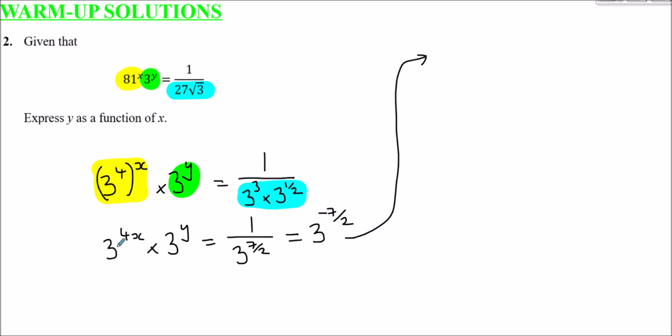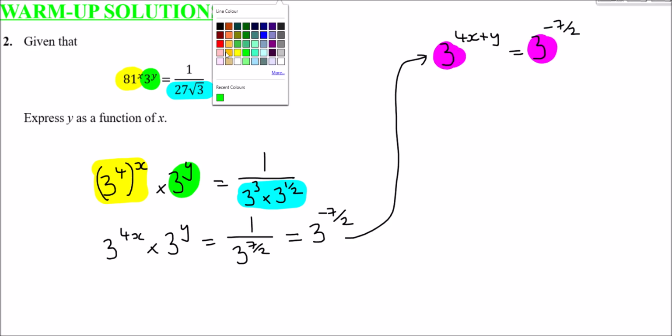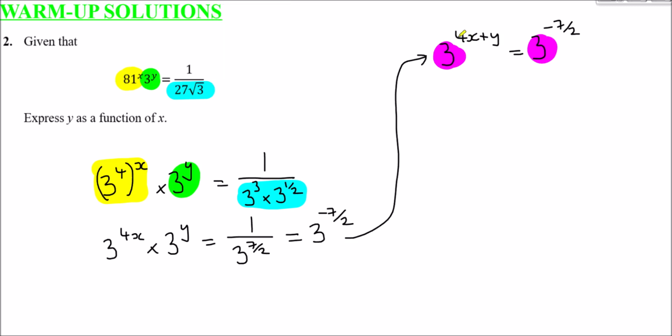On the left, we're multiplying 3 to the power of something times 3 to the power of something else. So this can be consolidated into a single power of 3. So we have 3 to the power 4x plus y equals 3 to the power minus 7 over 2. The bases are the same. One side's equal to the other. If that's the case, the only solution is that the powers must also be the same.